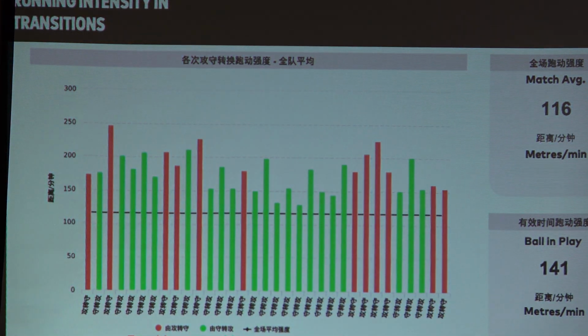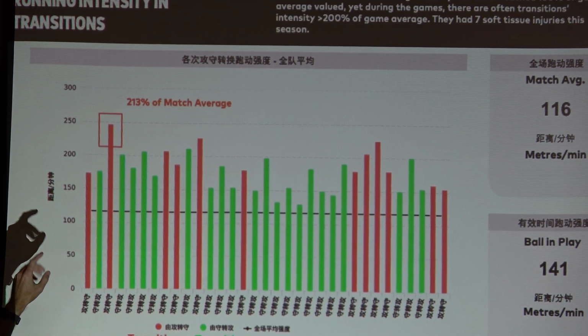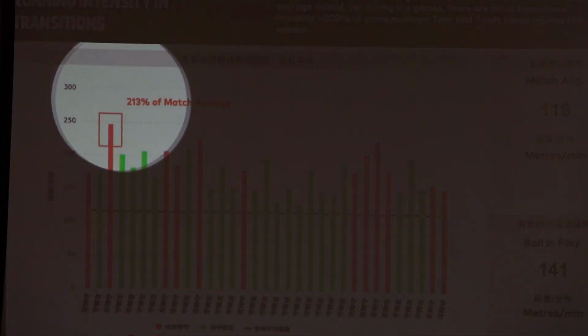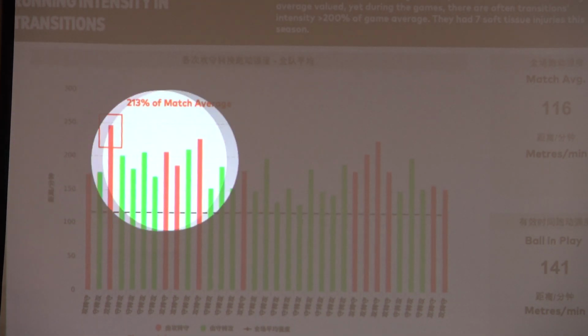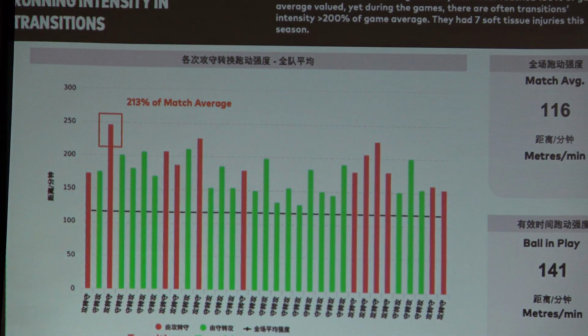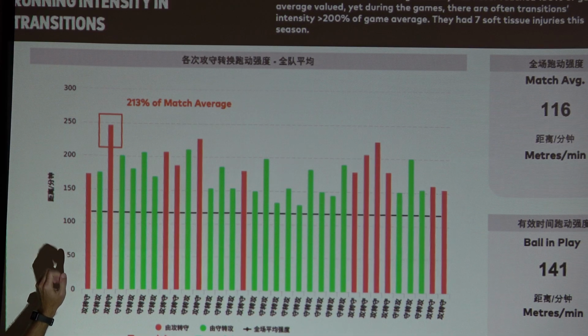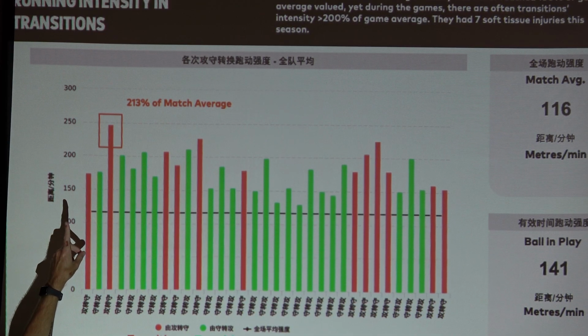So the question for all the coaches here is, have we trained our players to these intensities? I would say most teams don't. Most teams don't.